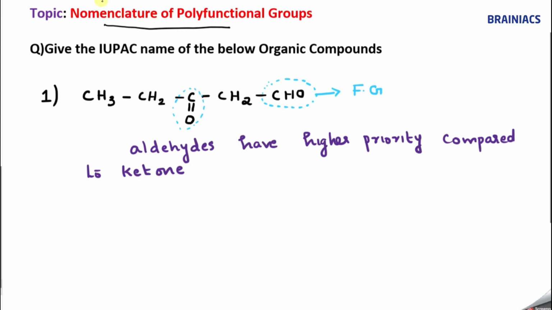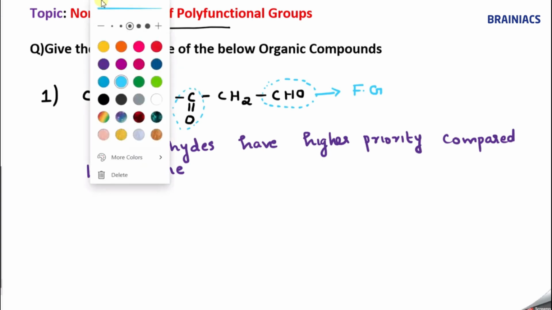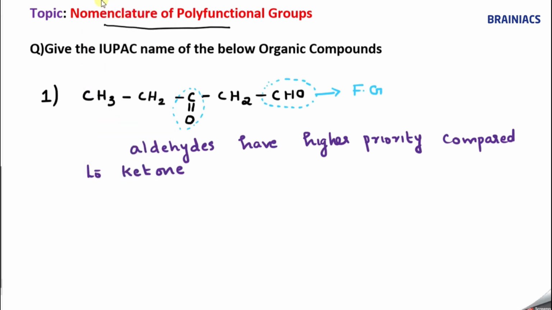Now we need to mark the principal carbon chain. We know it's a carbon-containing functional group, so that should be included. I can say this is my principal carbon chain. Now I need to name it according to this.